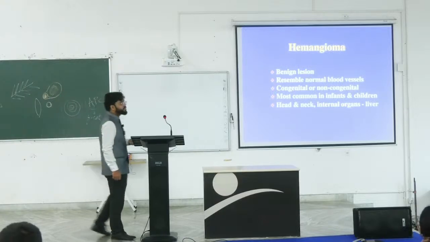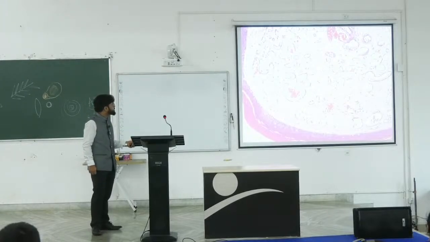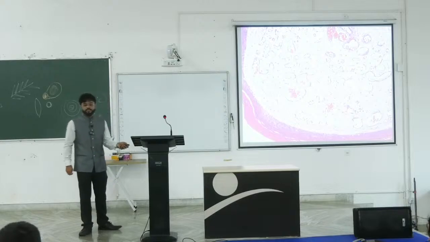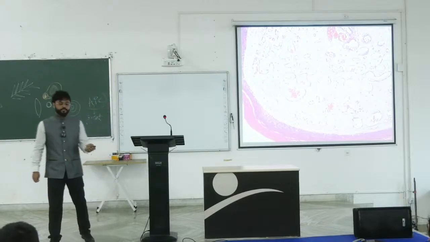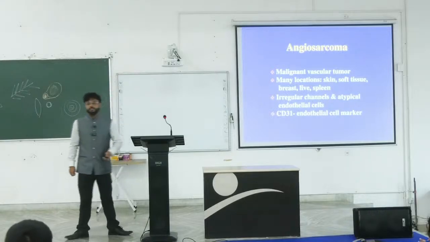The differentiated normal interconnected blood vessels are seen. These are interconnected small blood vessels associated with a loose stroma present underneath the epithelium. This is capillary hemangioma. It's a photomicrograph of capillary hemangioma. And its counterpart is angiosarcoma.